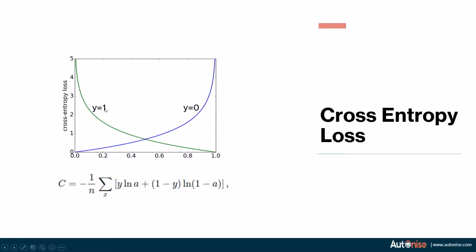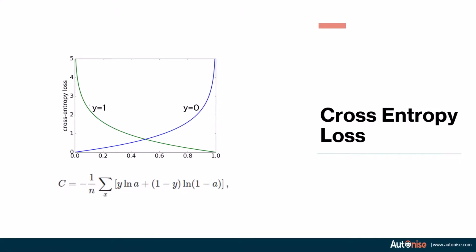When y equal to 1, this term becomes 0 because 1 minus 1 is 0. Hence, we are only left with the term ln a. So this is how the curve looks. Mind you, there is a minus sign outside. That is why the curve looks like this. So this is how our cross entropy loss looks like.